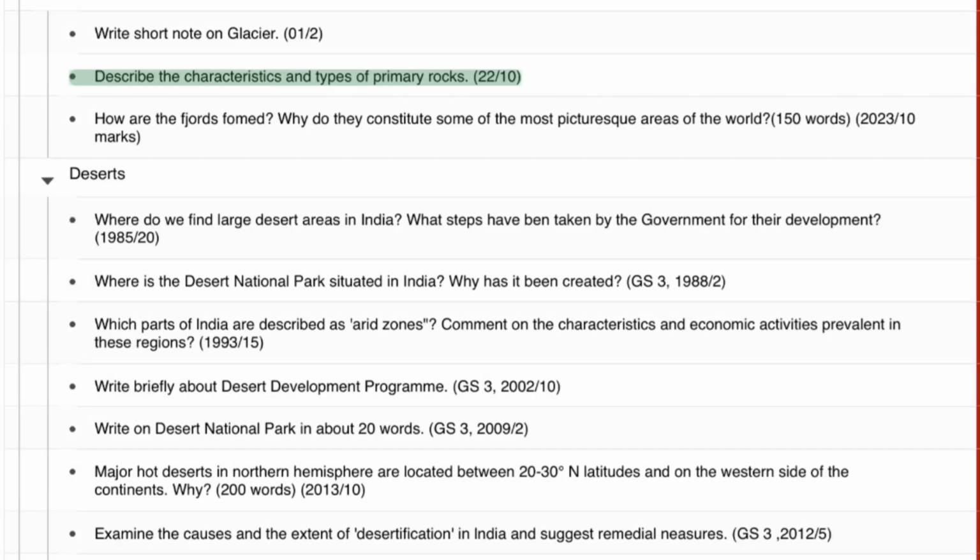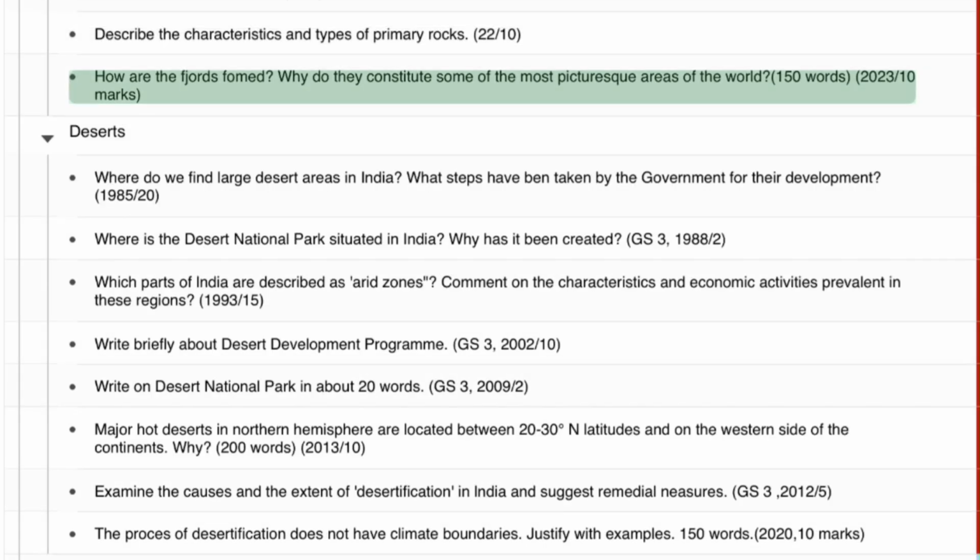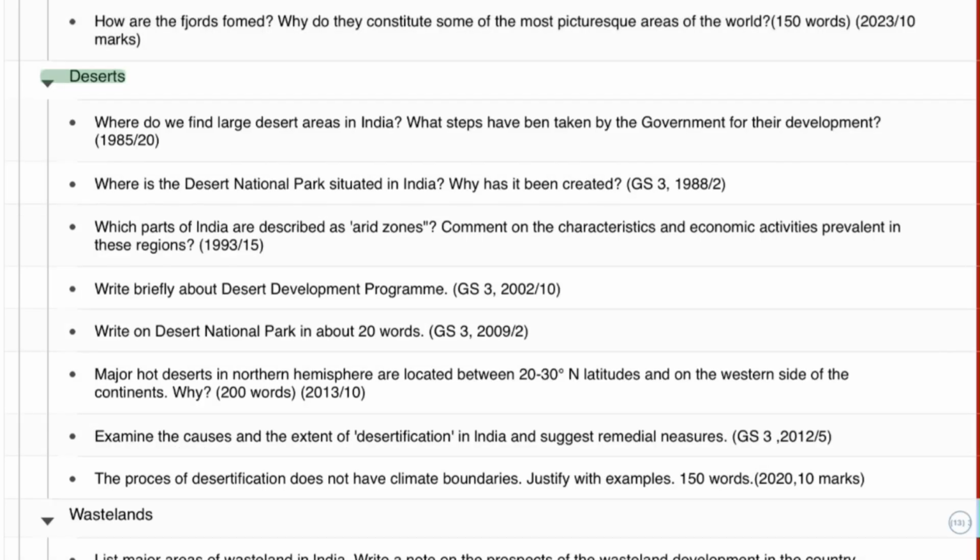2012. Describe the characteristics and types of primary rocks. 2022, 10 marks. How are the fjords formed? Why do they constitute some of the most picturesque areas of the world? 150 words. 2023, 10 marks.